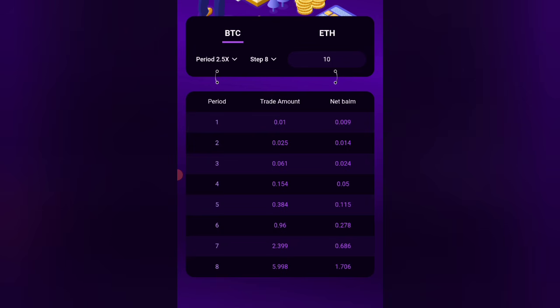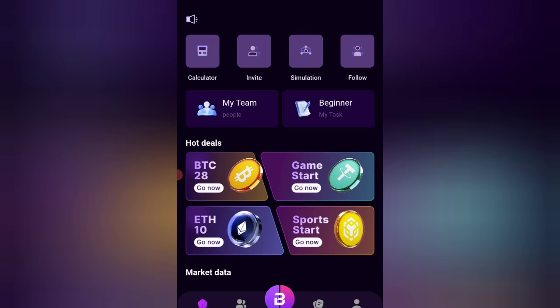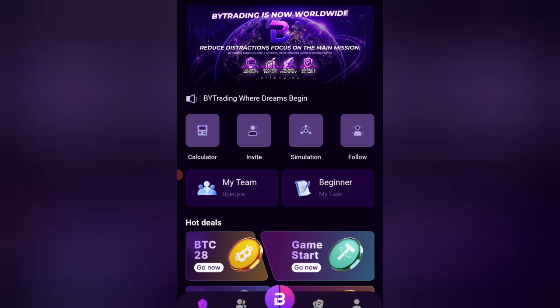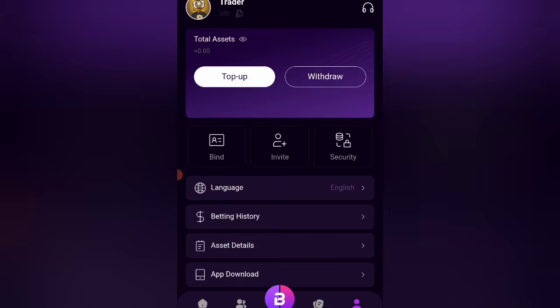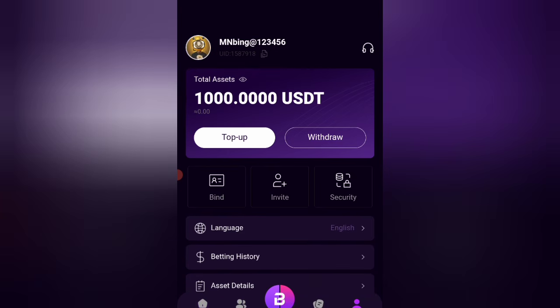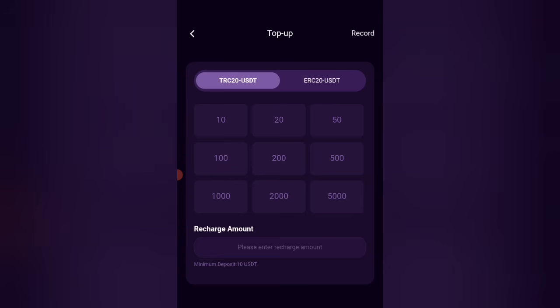So I will show you how to fund your account now. Then we are going to use the 1-minute trading signal to trade on this platform. So to fund your account, come to mine, click on top up. This one does not have local account top up. It's fully crypto, USDT. It has TRC20 or ERC20.